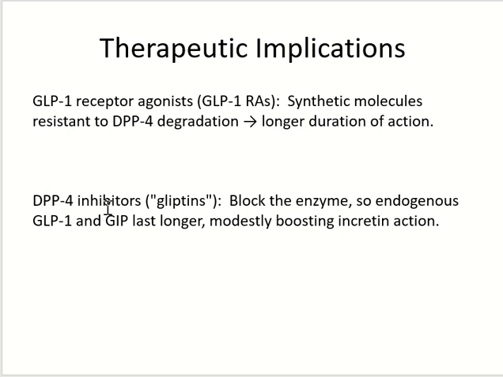Also, DPP4 inhibitors are available. So that is nothing but your gliptins. I think you would have heard about sitagliptin and that class of drugs. They are DPP4 inhibitors, meaning they block the enzyme. So what will happen? Endogenously, naturally produced GLP-1 and GIP will have a longer action. So it will have a longer incretin effect. So hope you guys are understanding here.